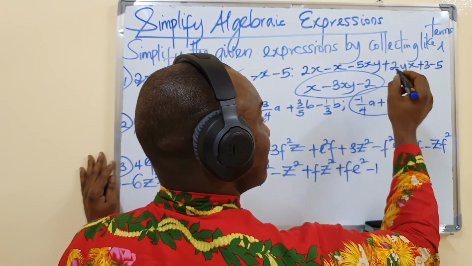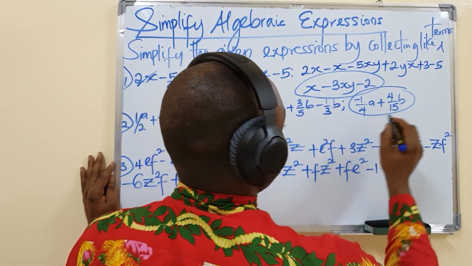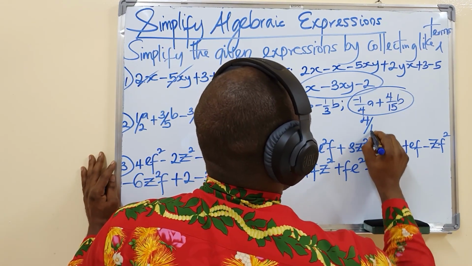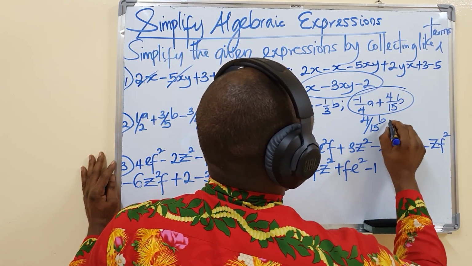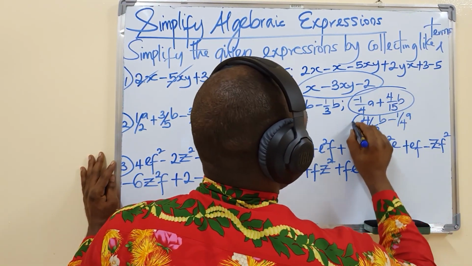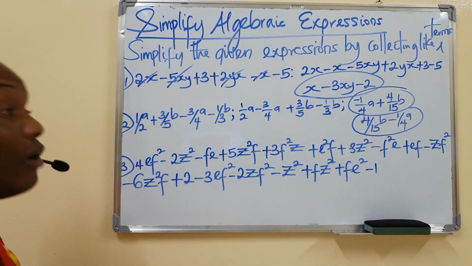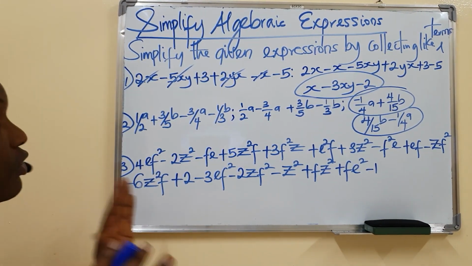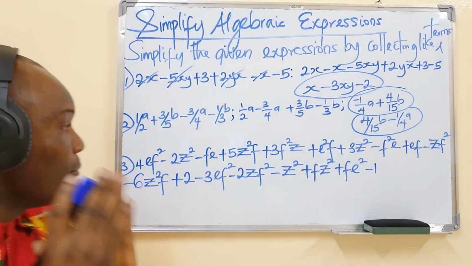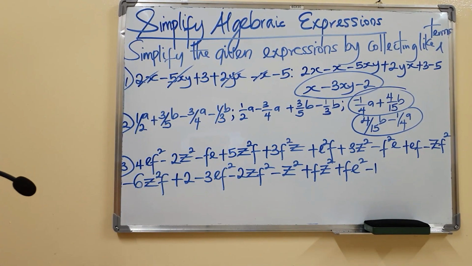Otherwise, you can write the positive term first before the negative one, which means I can rewrite this as 4/15 of b minus 1/4 of a. If you've written the first one, you are correct. If you choose to write it the second way, you are also correct. These two examples I've solved are really very easy. But the next case, as easy as it is, will take us some time.